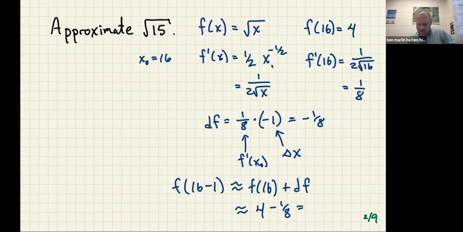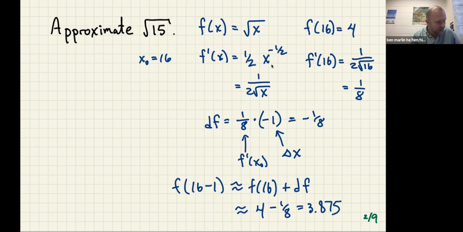So if decimals are more your speed, then you'd say 3 point, what is that, 8, gosh, embarrassingly, 4 minus 1/8. Embarrassingly, I could not do that in my head. So 3.875.